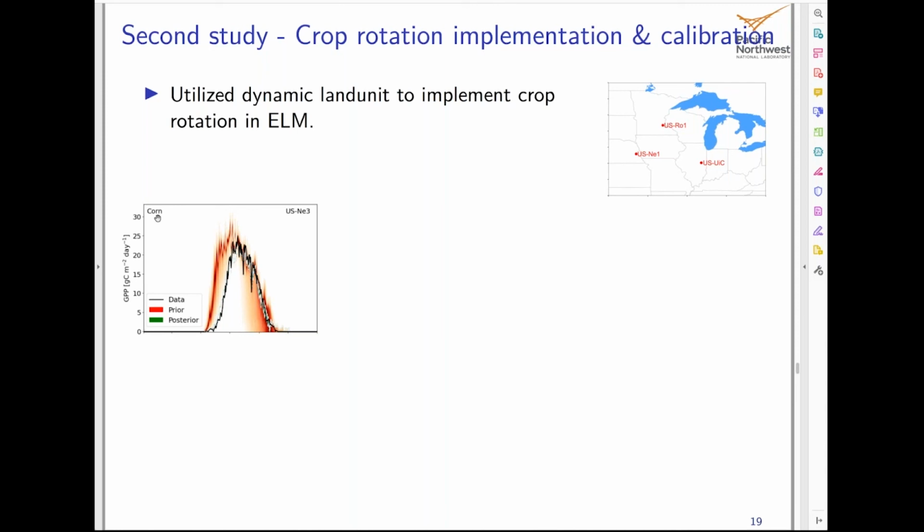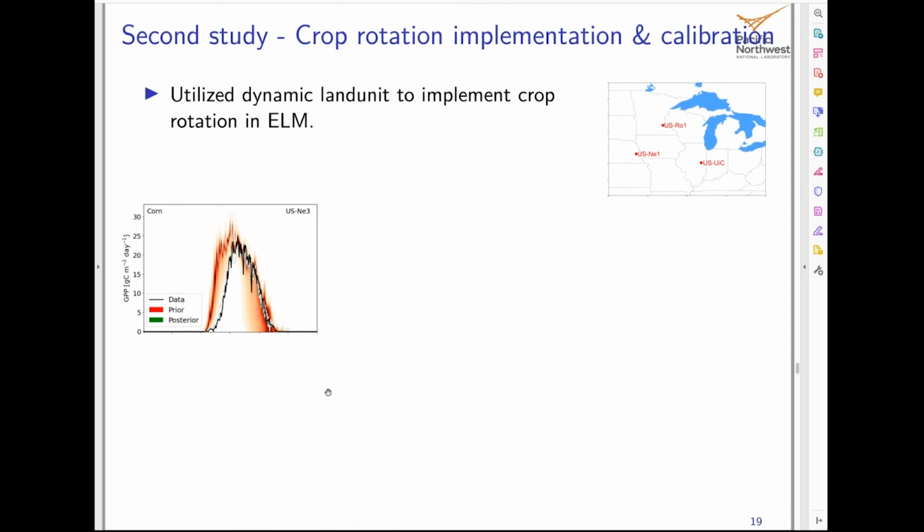I'm showing the results for corn growth in the Nebraska site, and the results are again for GPP. The black is the observation, and the green line is the posterior. So the model is doing a very good job of capturing the seasonality and the peak magnitude of the observations at this site.